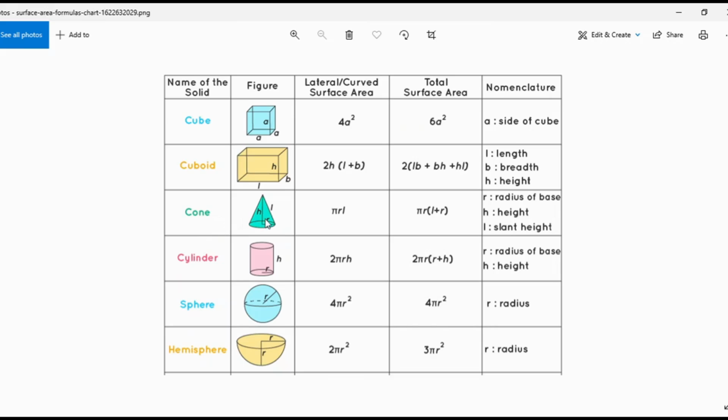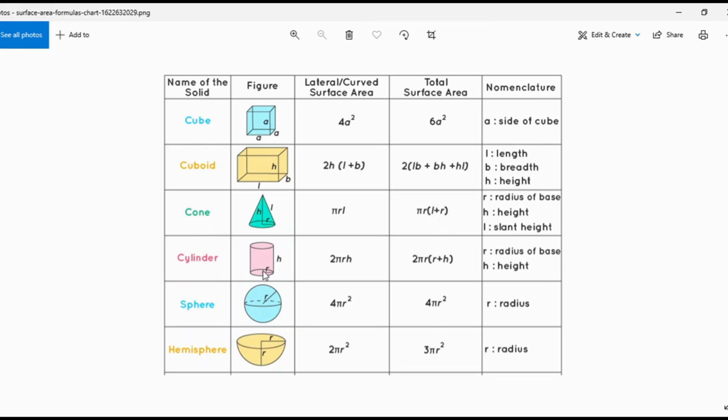Then for a cone, if H is the height and R is the base radius and L is the slant height, then pi RL will be the curved surface area, and pi R times L plus R will be the total surface area. That is pi RL plus pi R square, the base area. How is this total surface area formed? Base area plus curved surface area. So pi R square plus pi RL, you take pi R outside the bracket, you will get pi R times L plus R.